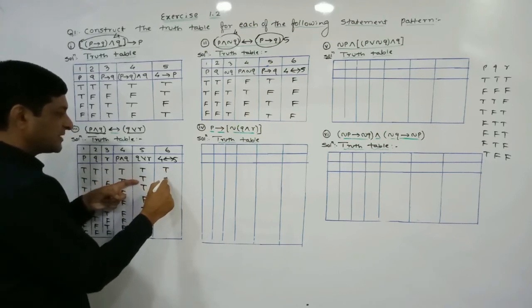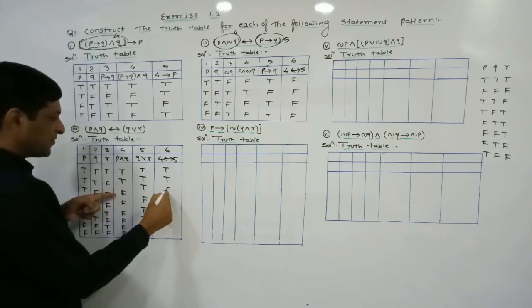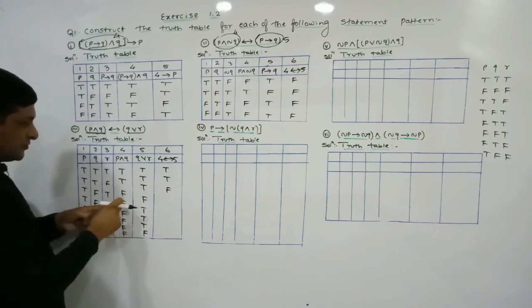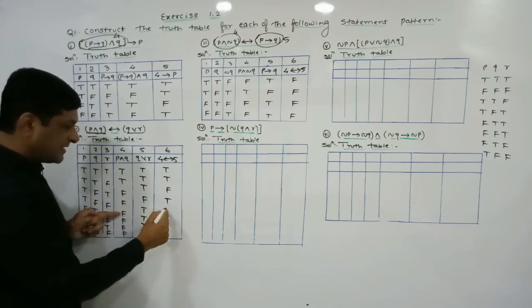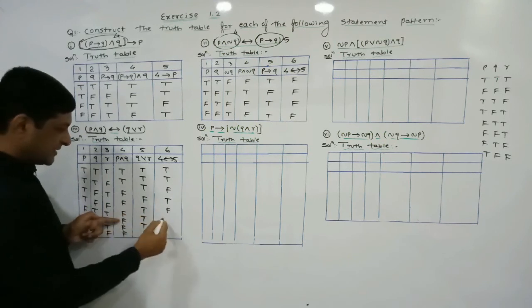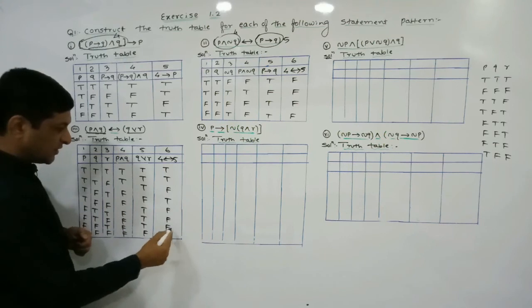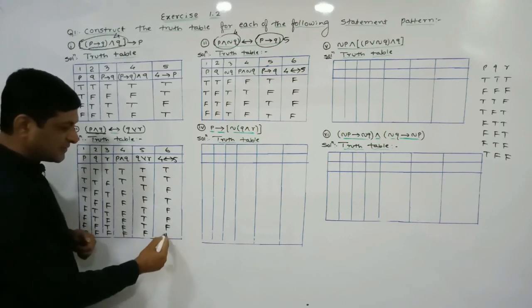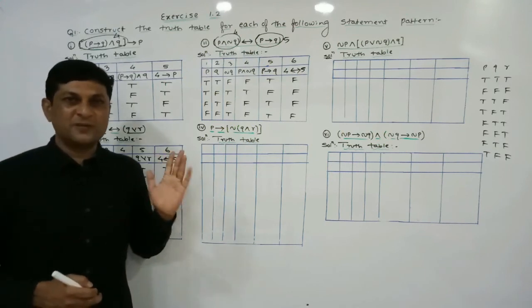Here also truth values are identical, so true. Here truth values are not identical, so it will be false. Then observe here truth values are identical, so it will be true. Now here truth values are not identical, so it will be false. Here also truth values are not identical, so false. Here also not identical, so false. And lastly, truth values are identical, so it will be true. In this way, we have constructed the truth table of the given statement.